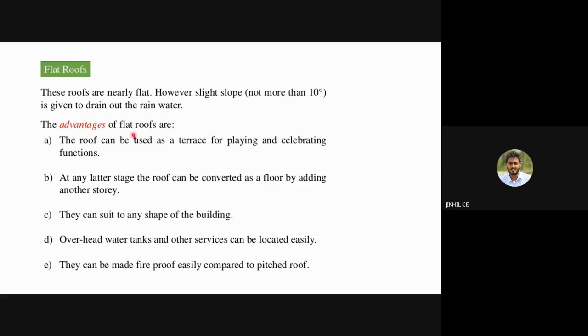The advantages of flat roofs are that the roof can be used as a terrace for playing, celebrating functions, or any other purposes. At any later stage, the roof can be converted to a floor by adding another story. We can keep on increasing the stories, provided the current roof will be a floor for the next extension. Flat roofs can suit any shape of building, so any type of building is fine.